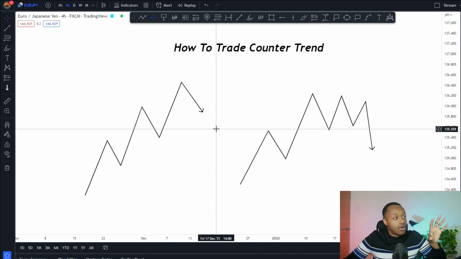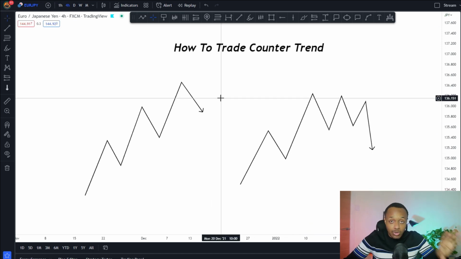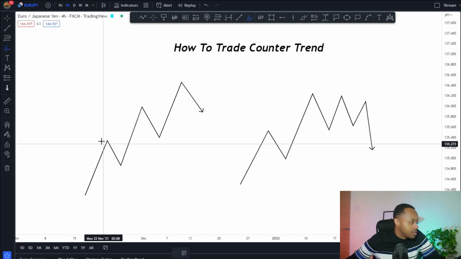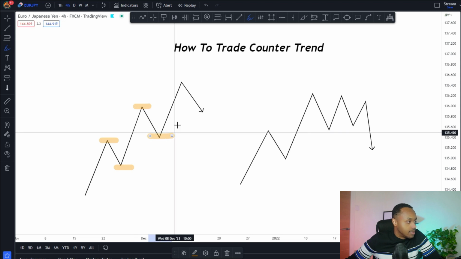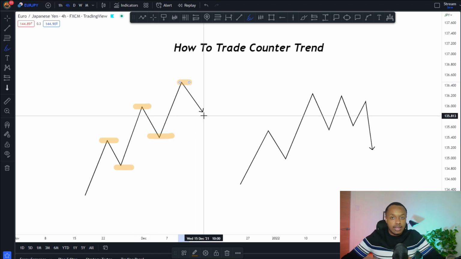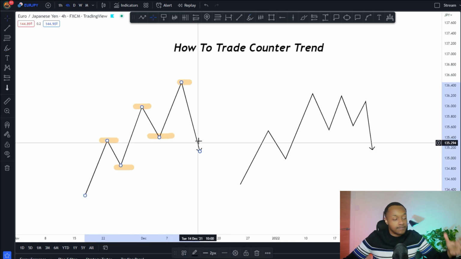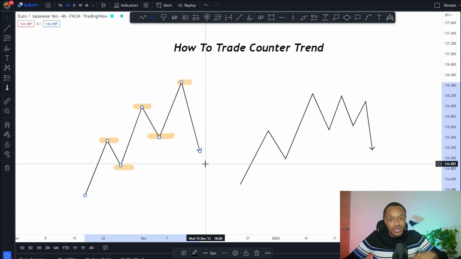So on the screen, underneath our beautiful title, how to trade counter trend, you can see we've got two examples here, one on the left, one on the right. On the left, we're making higher highs and higher lows, so a clear bullish trend in the market. If you want to look to sell this, we're waiting for that break of structure, so we're waiting for that reversal. We need to break the structure first, give us a lower low, lower high, then we sell.